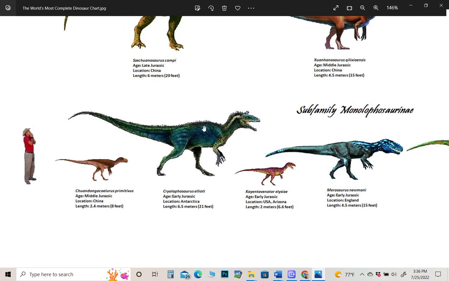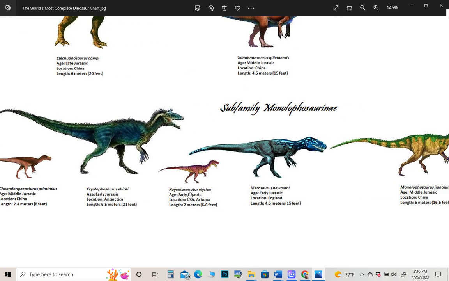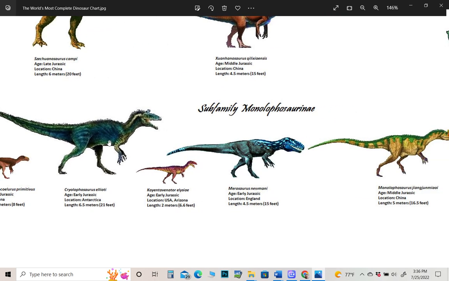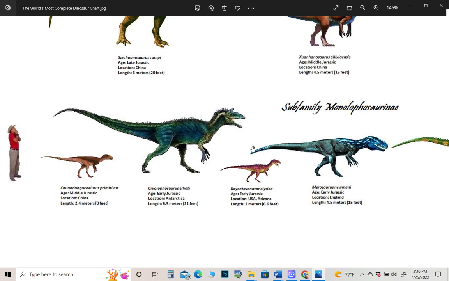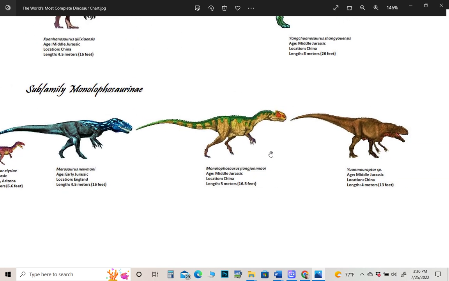Chuandongocolurus, Cryolophosaurus. Cryolophosaurus is one of the 6 found from Antarctica, again, or 7, depending on how you count them. Hyantovenator, Merosaurus is not actually in Monolophosaurus, but they're just outside of it, I would probably say. Marisaurus, Monolophosaurus itself. By the way, this one is at the Milwaukee Public Museum, going up these stairs to the main exhibit halls.